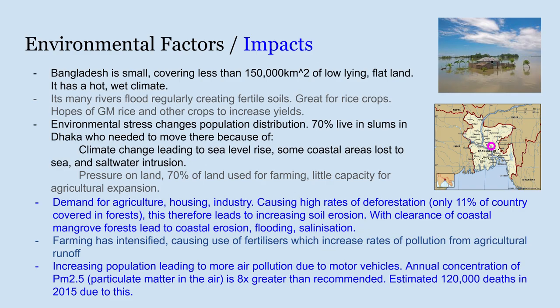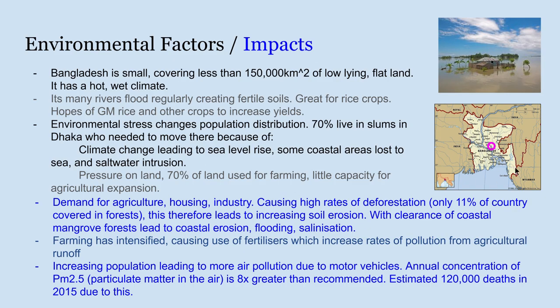It has a hot and wet climate. Its many rivers flood, creating fertile soils, which is great for rice crops. And in the future there are hopes of genetically modified rice and other crops to increase the yields due to the lack of space in this location.